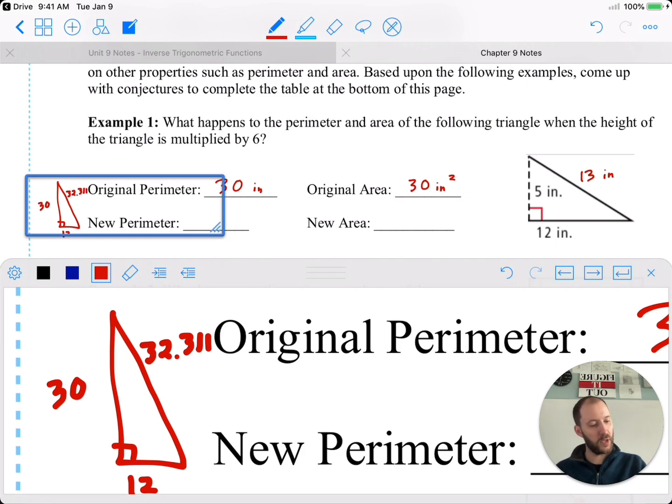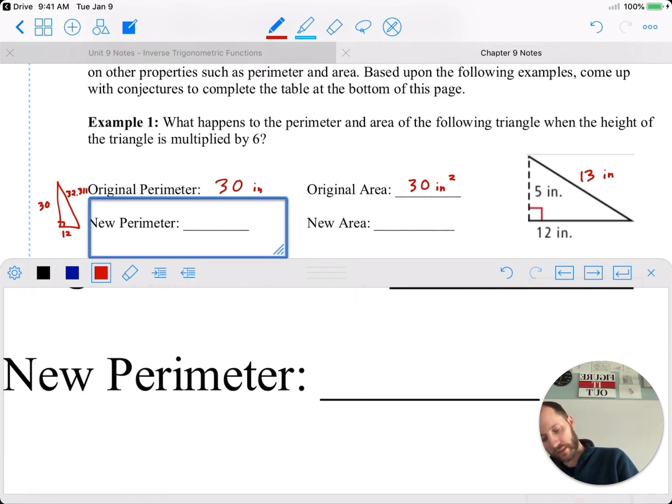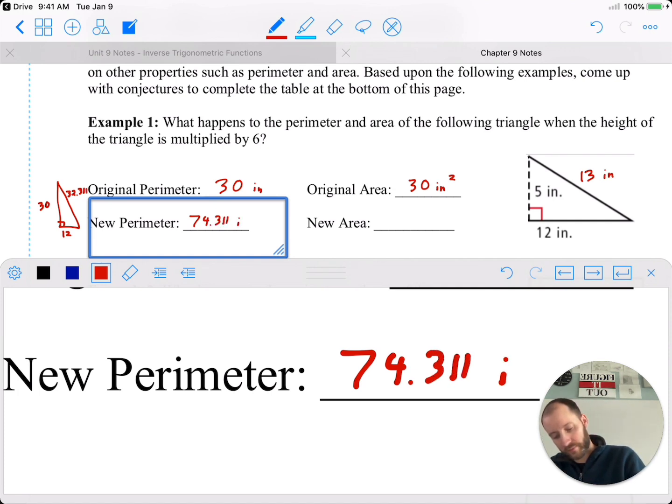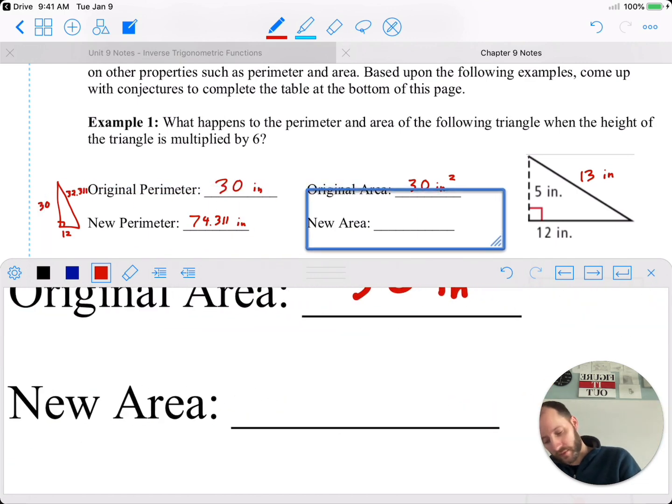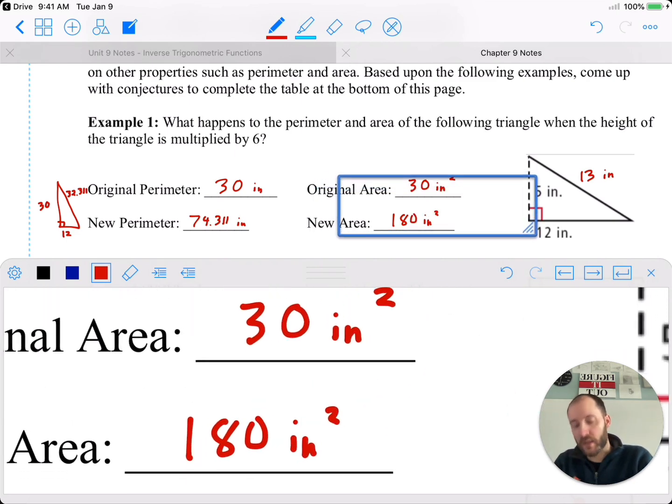Our new perimeter is 74.311 inches. Our new area, 1/2 base times height, 1/2 times 12 times 30. So 1/2 of 12 is 6, 6 times 30, 180 inches squared. So you see a little relationship here.